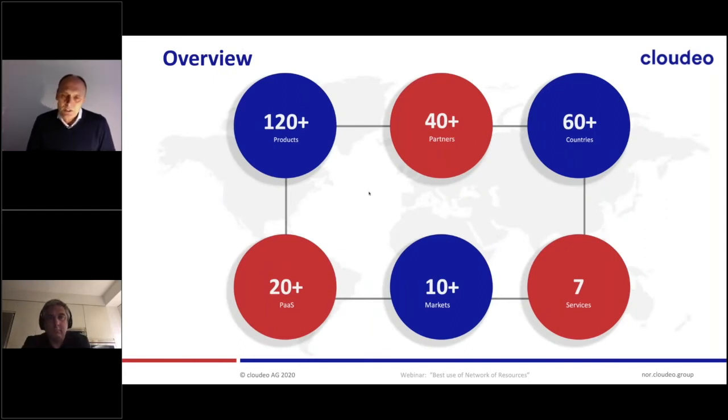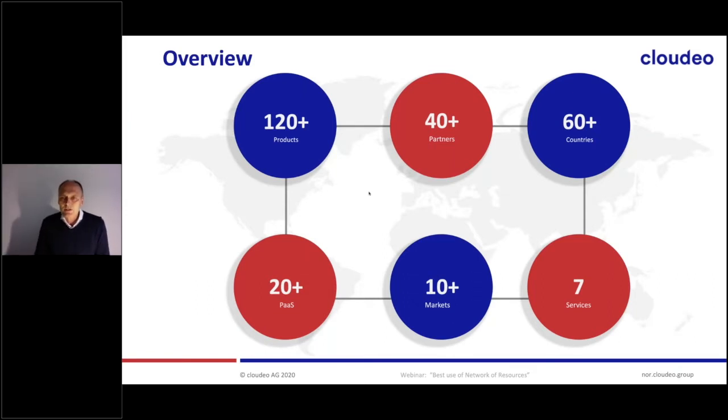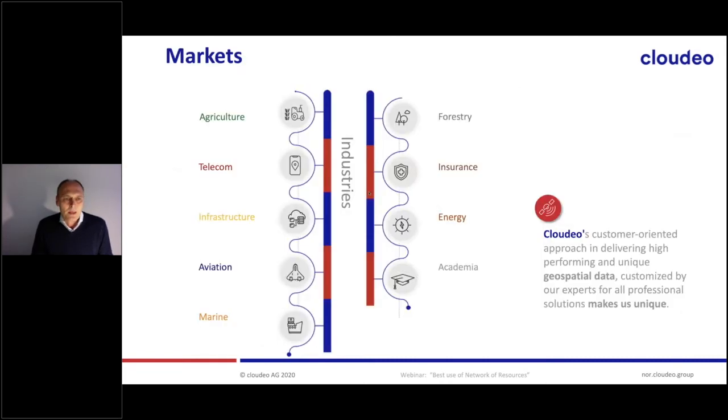Claudio, and again, I'm not talking right now about NOR. We will talk about NOR in a moment, but Claudio itself, we are covering currently on our marketplace about 120 products. We have more than 40 partners and providers supplying all different types of products. Participating are about 60 countries. We have product as a service, about 20. We're serving 10 different vertical markets, and we have already a few end service applications, which are about 7 right now.